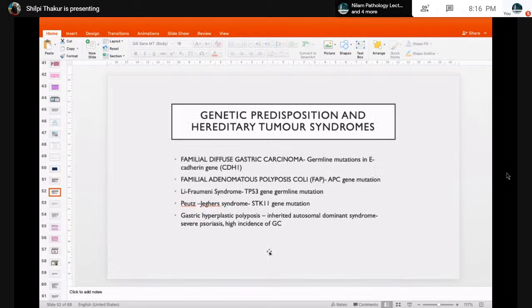Now, the genetic predisposition and hereditary tumor syndromes mostly associated with gastric carcinomas are familial diffuse gastric carcinoma, which is mostly caused by germline mutation of the E-cadherin gene, CDH1. Familial adenomatous polyposis, FAP, is associated with APC gene mutation, Li-Fraumeni syndrome with TP53 gene mutation, Peutz-Jeghers with the STK11 gene mutation, and so on.